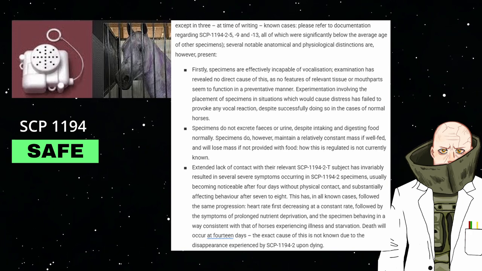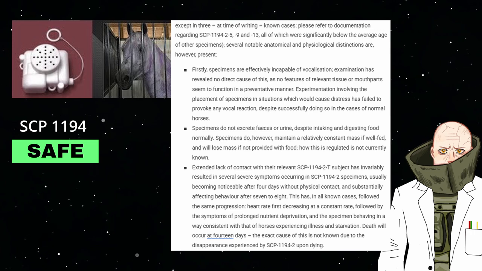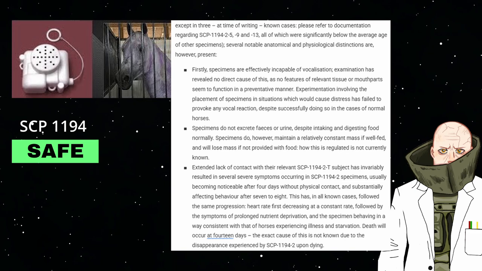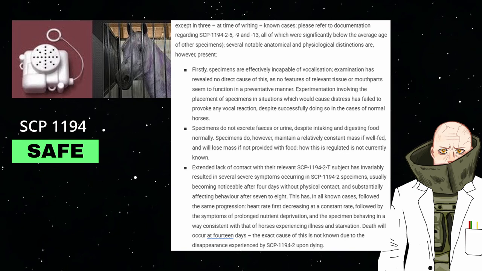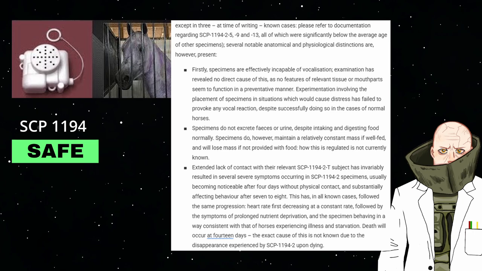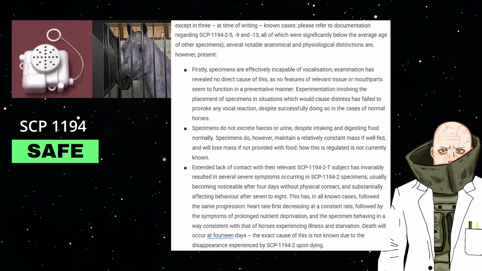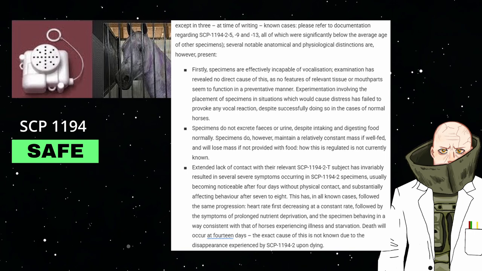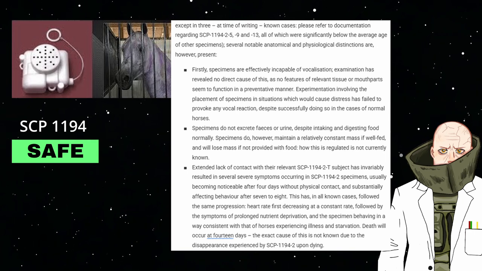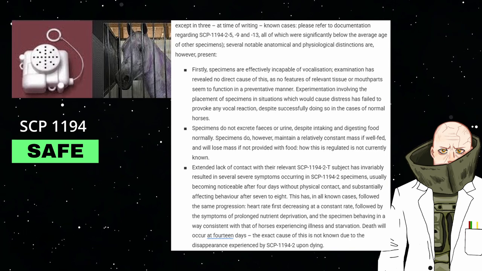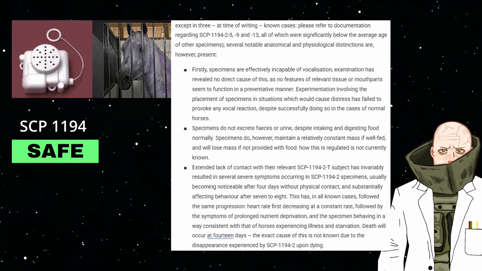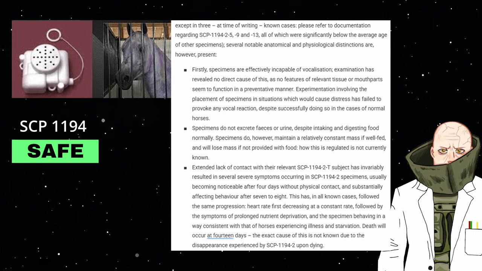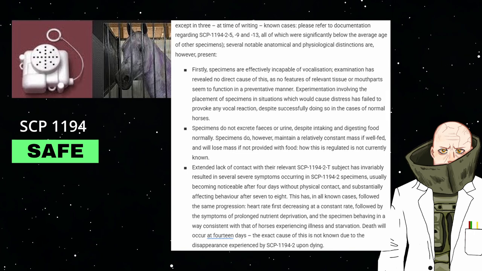Extended lack of contact with their relevant 1194-T subject has invariably resulted in several severe symptoms occurring in 1194-2 specimens, usually becoming noticeable after 4 days without physical contact, and substantially affecting behavior after 7 to 8. This has, in all known cases, followed the same progression. Heart rate first decreases at a constant rate, followed by the symptoms of prolonged nutrient deprivation, and the specimen behaving in a way consistent with that of horses experiencing illness and starvation. Death will occur at 14 days. The exact cause of this is not known, due to the disappearance experienced by 1194-2 upon dying.